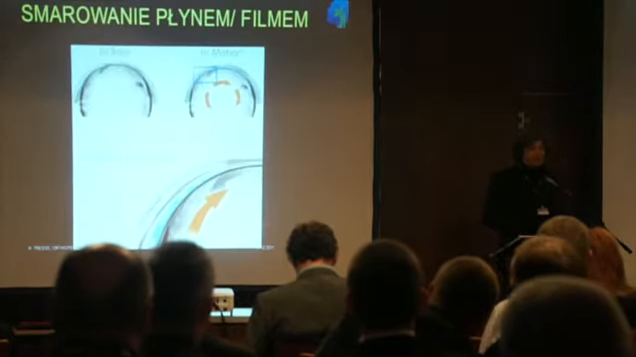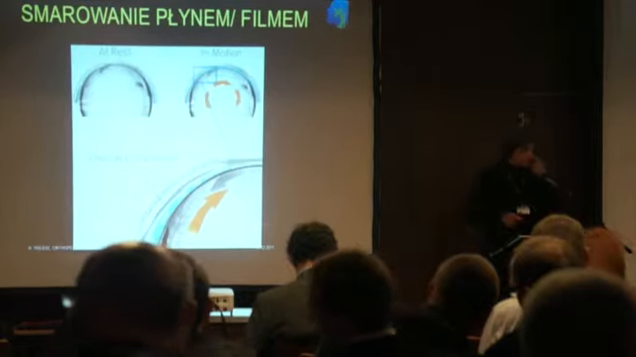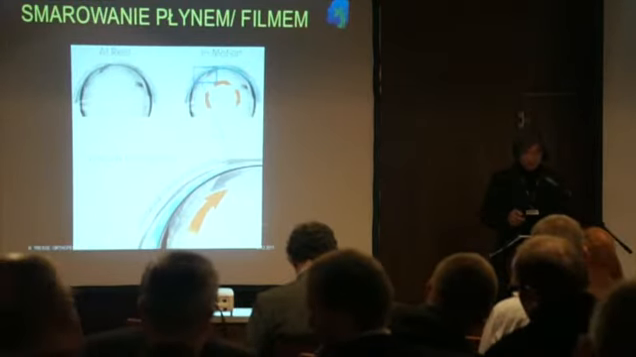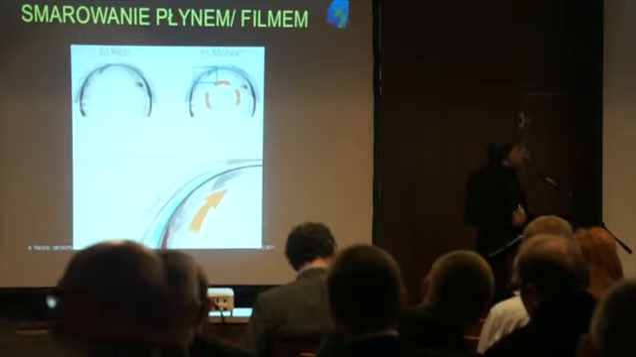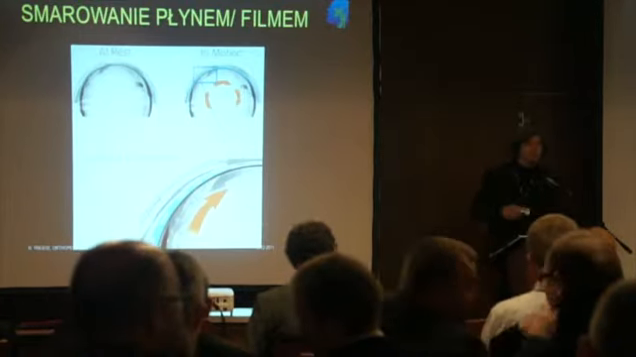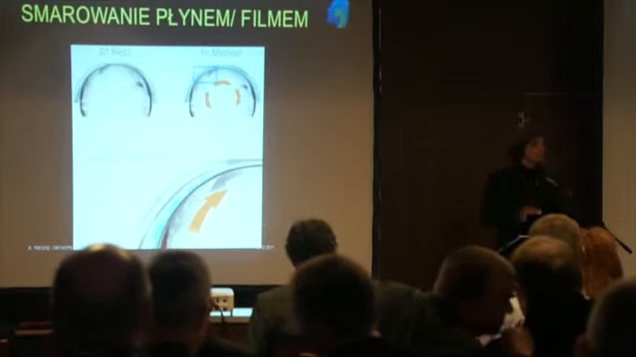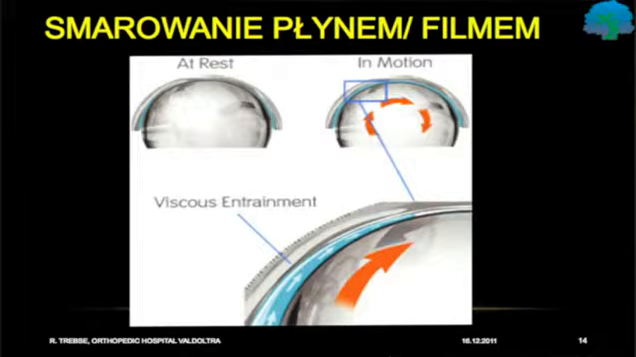The other type of lubrication is fluid film lubrication. What happens here? Well, in this type, the surfaces during motion trap the viscous fluid between them, and the load is actually carried by the liquid and not by the surfaces themselves. But nevertheless, when we stop moving, the liquid is squeezed out of the joint space, and there is again boundary lubrication. So we need a certain amount of motion.